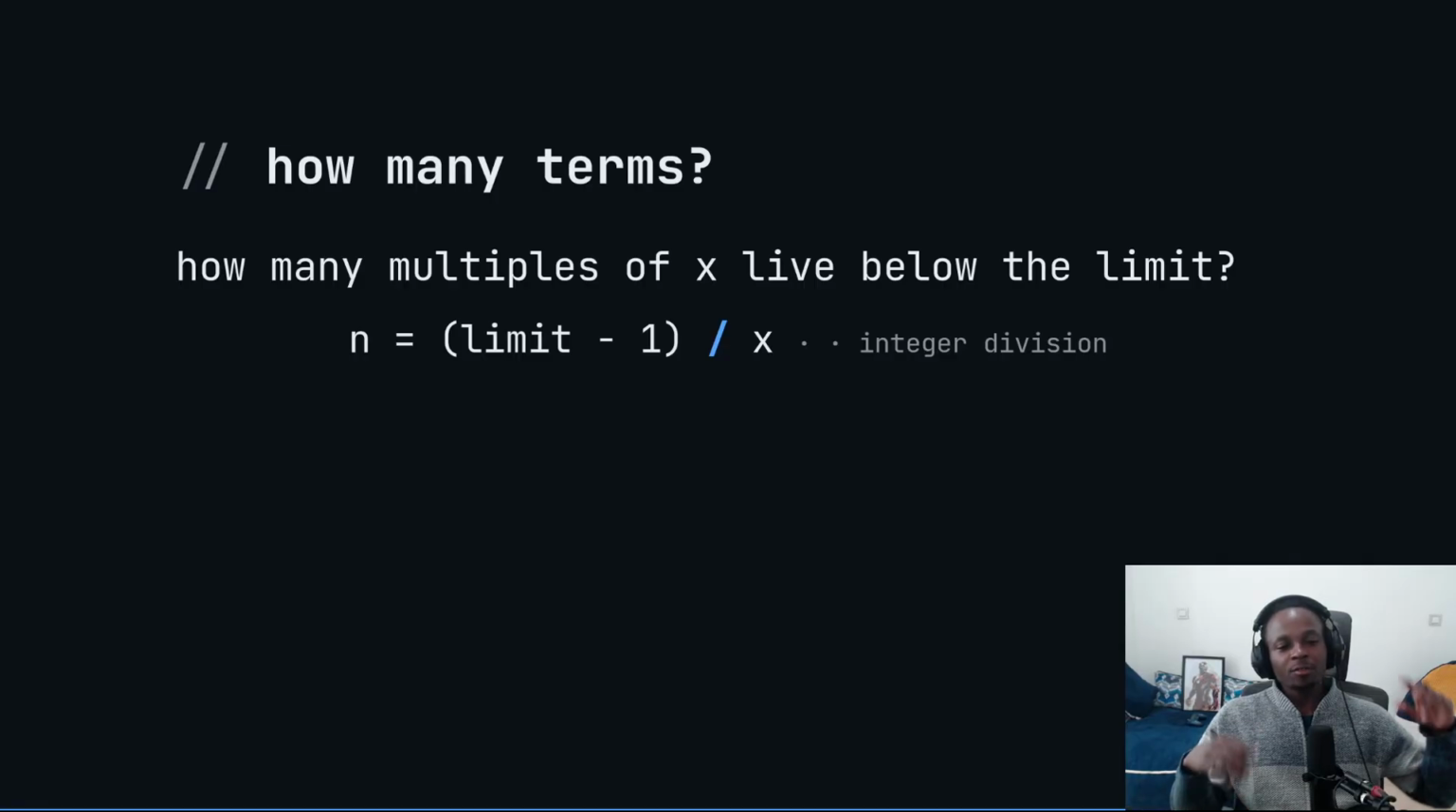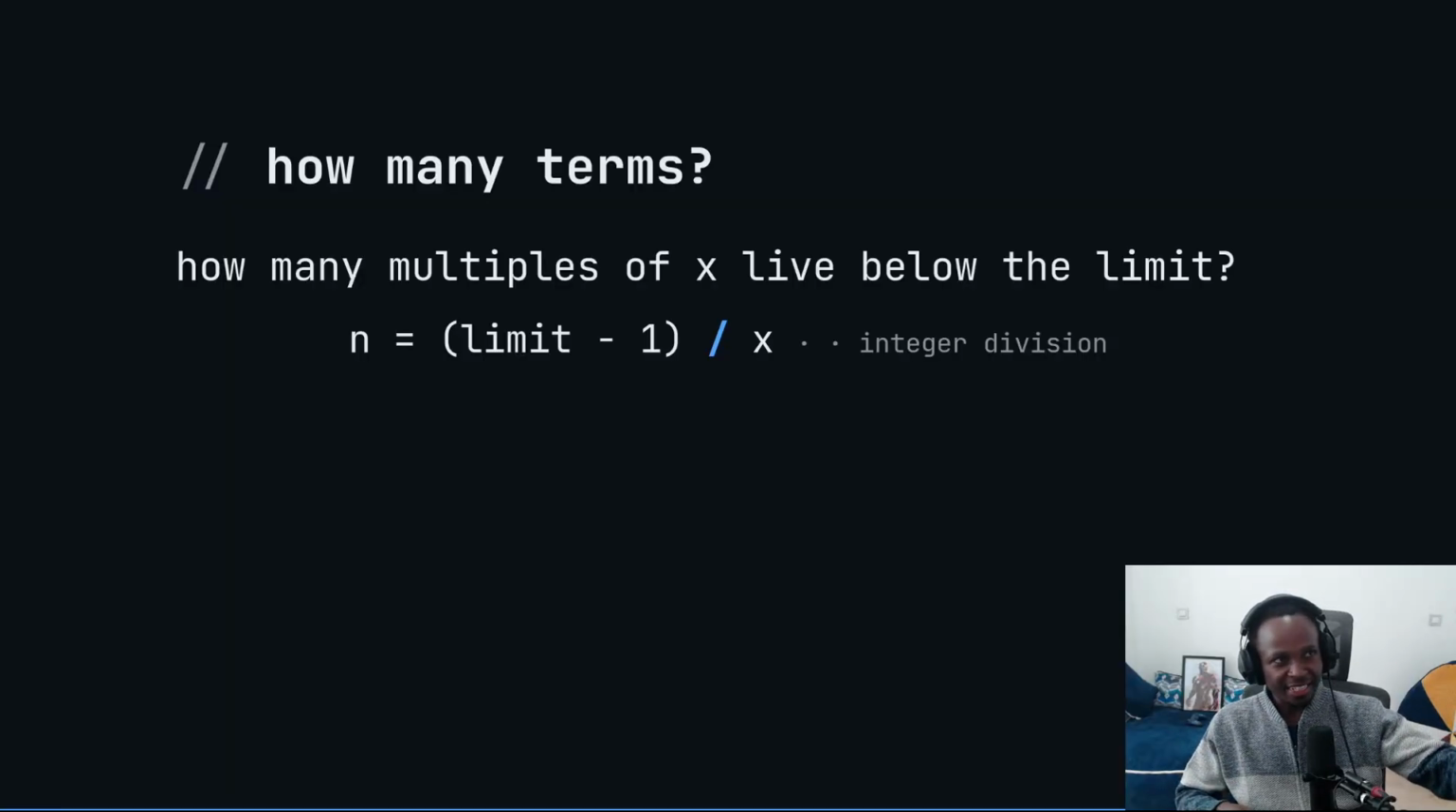And it's pretty easy. For example, let's take 5. The limit was 1,000, so if we take 1,000 minus 1, that gives us 999. Divide it by 5. It's going to give you around 195 point something. So that is where integer division comes in, because this 195 is the number of terms of the series of 5s, right? And the same for 3.